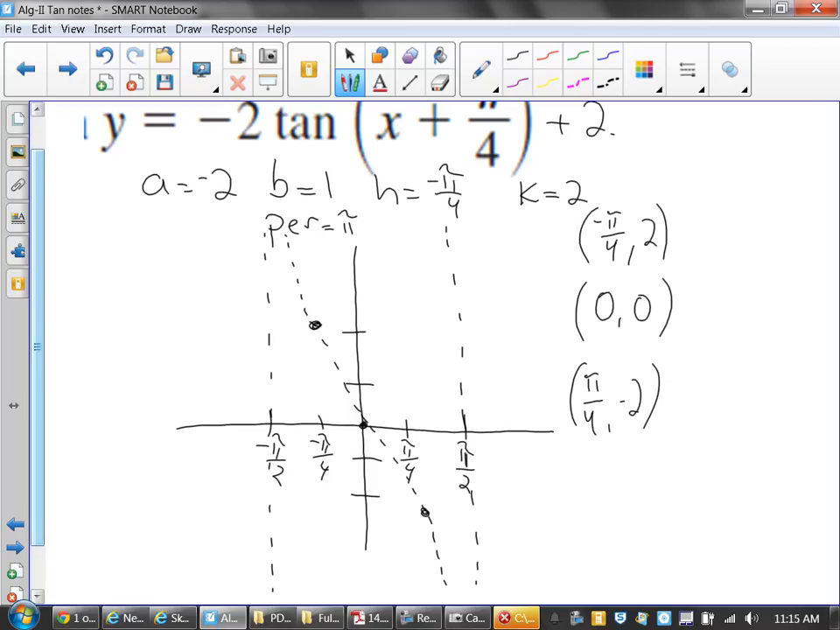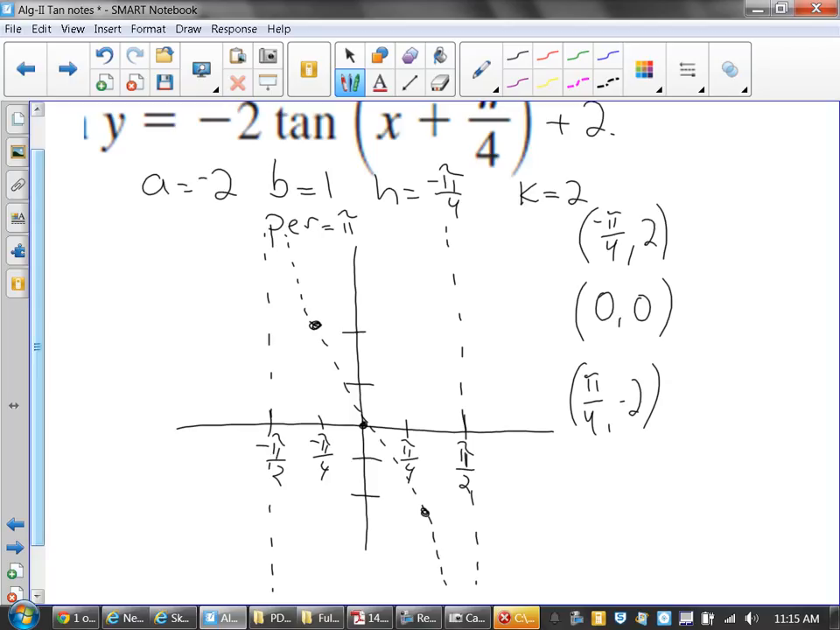Now the shift. The easiest point to move first is what? 0, 0. Everybody agree that at 0, 0, what's the new point? Yes, the parent function always goes through the origin at 0, 0. Always, always, always. All right. What's it at? 2, 0. What's your h? Negative pi over 4.